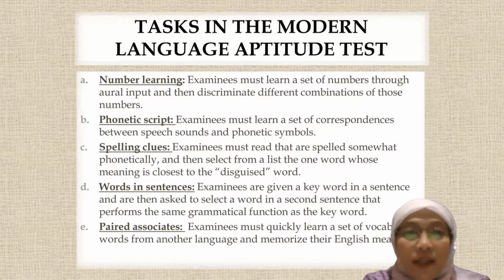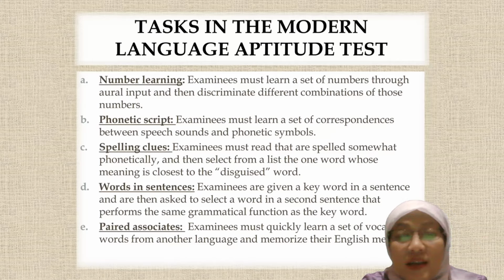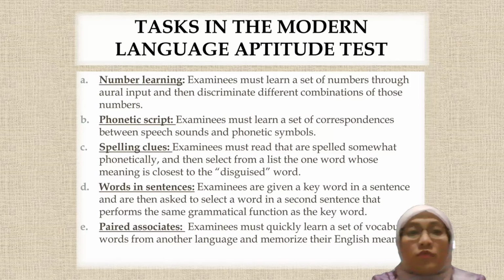And then B, phonetic script. The examinees will learn a set of correspondences between speech sounds and phonetic symbols. After they learn about it, they will be tested. And then C, spelling clues. Examinees must read words spelled somewhat phonetically, and then select from a list the one word whose meaning is closest to the disguised word. So they will be given some words.